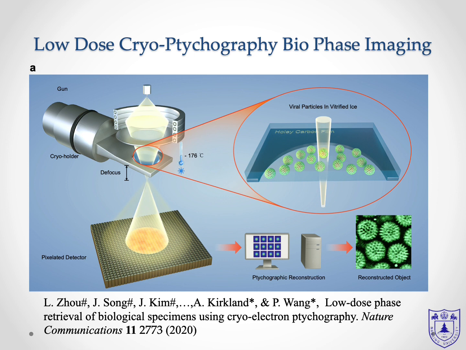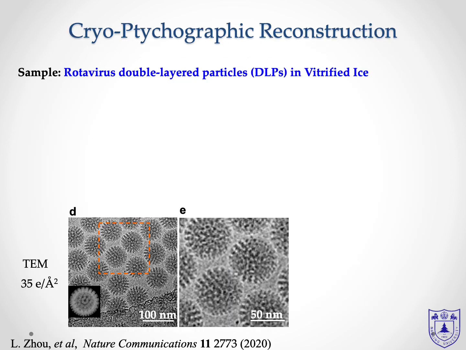The sample was vitrified using a standard procedure, transferred into the microscope, and kept at liquid nitrogen temperature using a cryoholder. The phase of the sample was reconstructed using a ptychography iterative algorithm called EPI. The sample vitrified here was rotavirus DLP with a diameter of 76.5 nanometers.